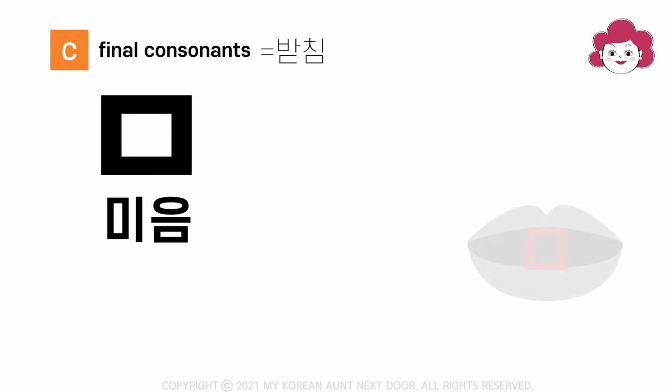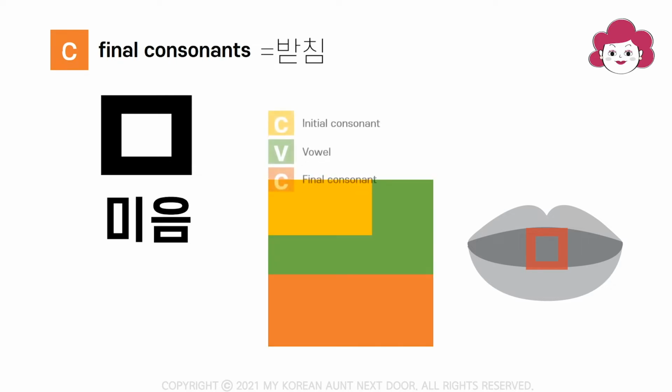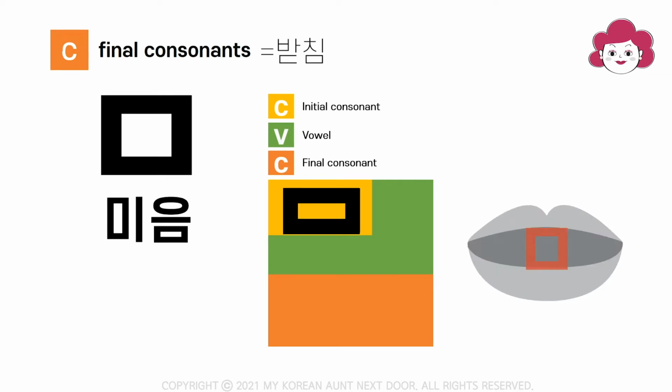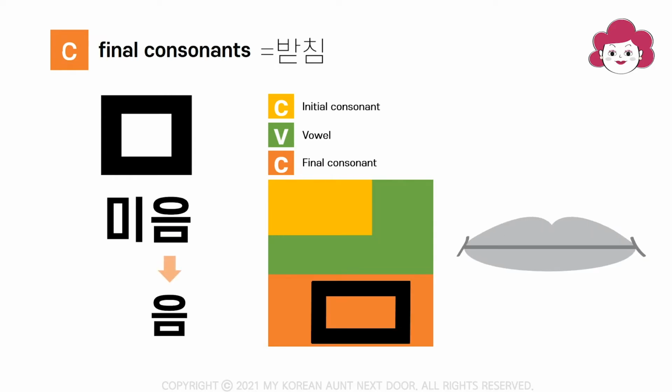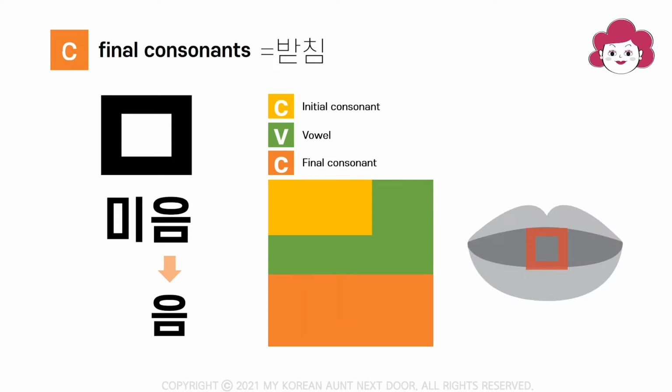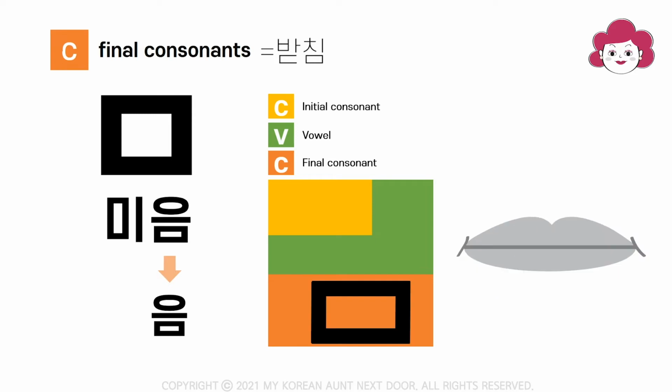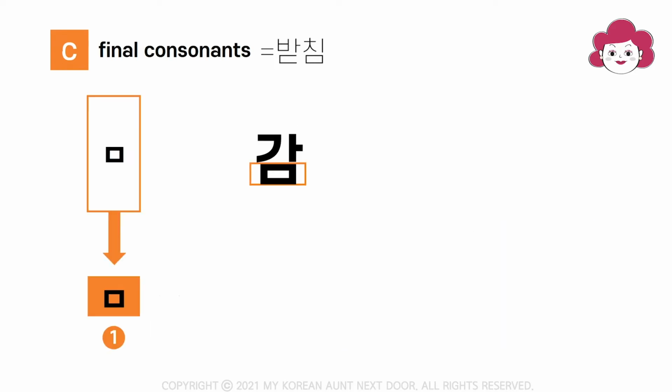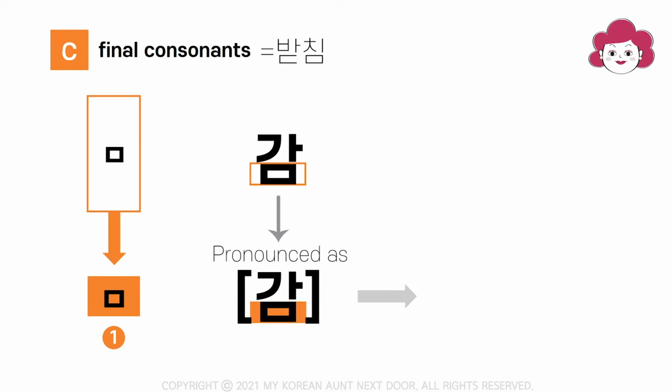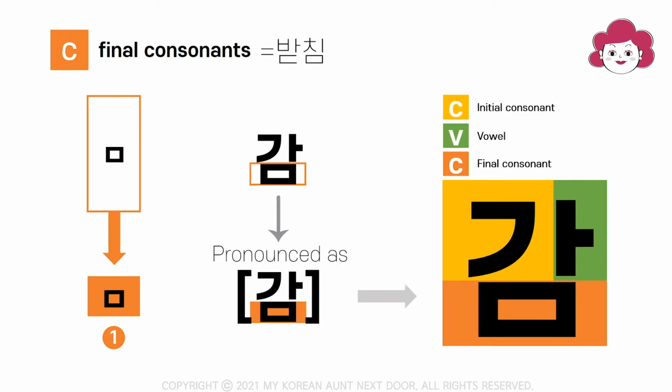To begin, let us learn the final consonant, 미음. The pronunciation of consonant is different when it is an initial consonant as m and when it is a final consonant. Close your mouth when you pronounce it. Look at this syllable. It has the final consonant 미음. Therefore, it is pronounced the same way. Together, 감.